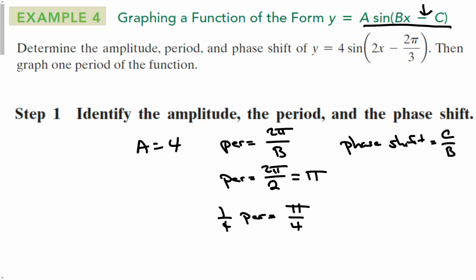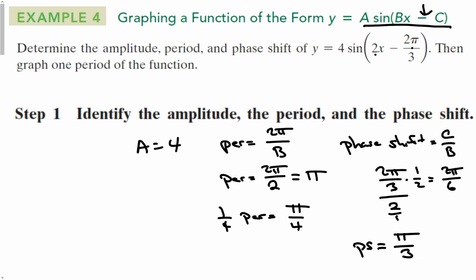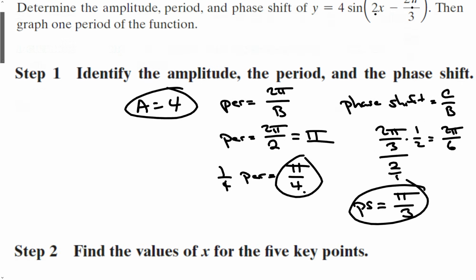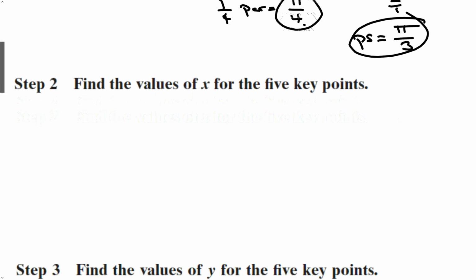Okay, so if my phase shift is c over b, that's this over this. So that's 2 pi over 3 divided by 2, which gives me 2 pi over 6. So the phase shift is pi over 3. Okay. That number is very important. This number and this number. And in order to get pi over 4, you needed the original period. So all these things are important to getting my 5 key points.